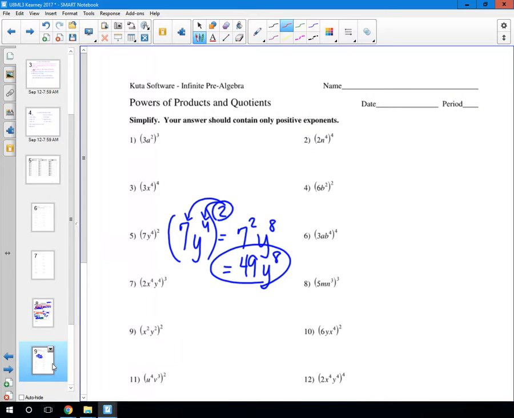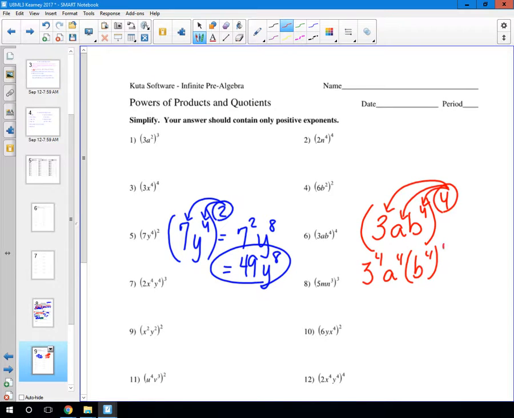Okay, let's do number 6. Number 6, 3ab to the 4th, all of that to the 4th. Okay, so right now you've got to take that 4, and since everything's in parentheses, it's got to go to everything inside the parentheses. So that means now 3 is raised to the 4th power, a is raised to the 4th power, and b to the 4th is raised to the 4th power. Okay? So essentially I have 3 to the 4th, a to the 4th, and b to the 4th raised to the 4th power, because I've distributed that 4 to everything inside.